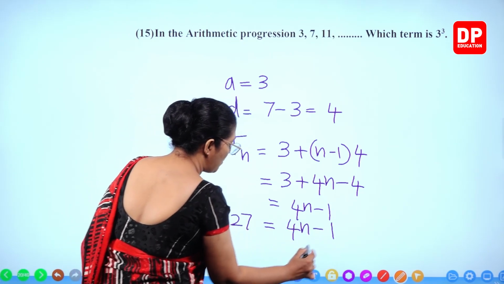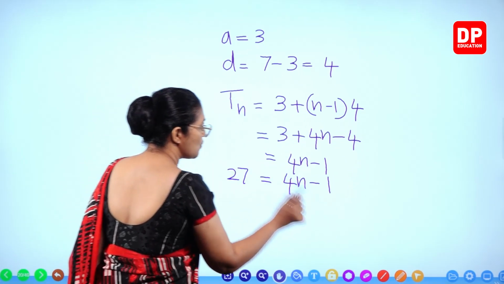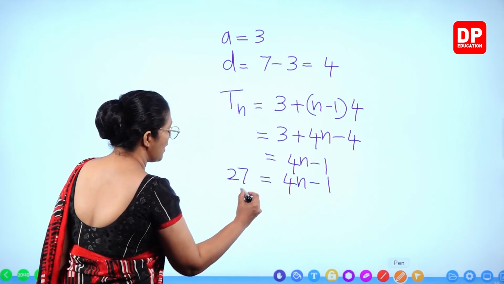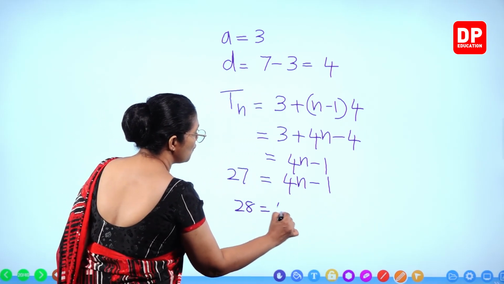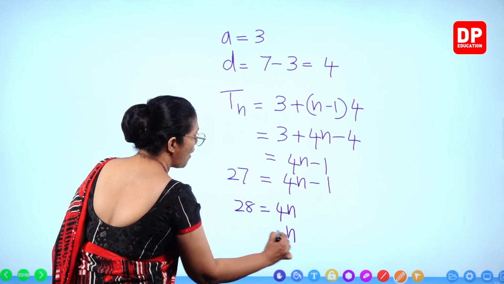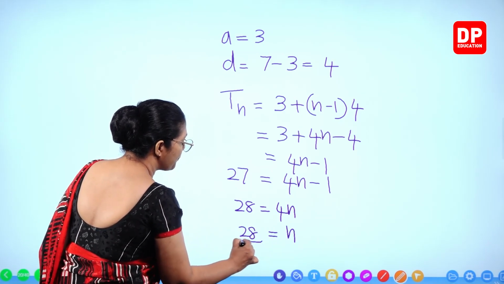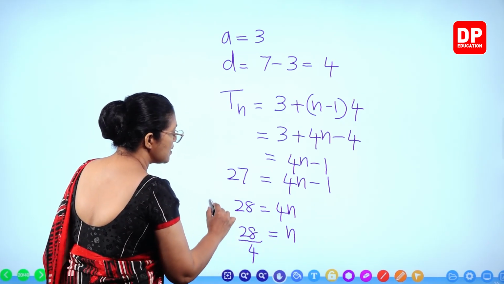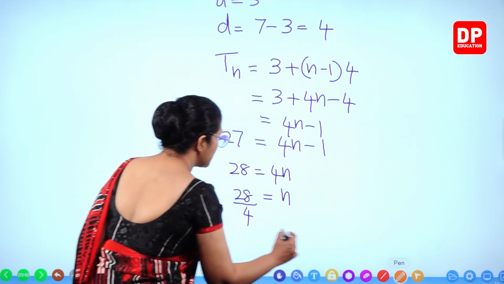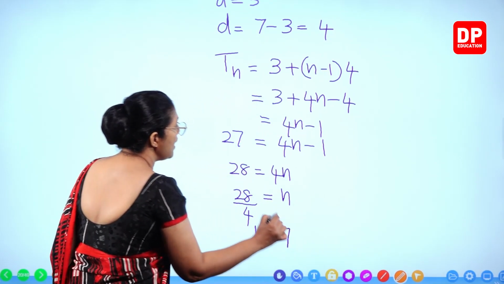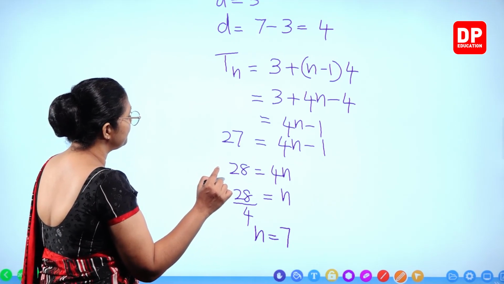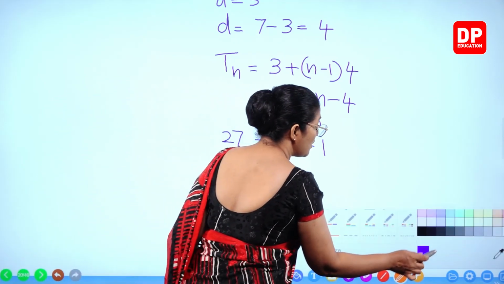27 equals 4n minus 1. Take minus 1 to the other side. 27 plus 1, that's 28 equals 4n. Divide by 4. You get n equals 7. So the 7th term is 27. So you get only 2 marks.